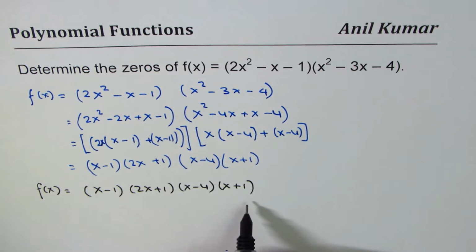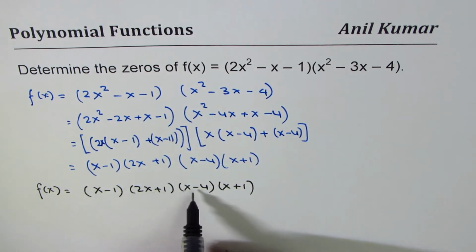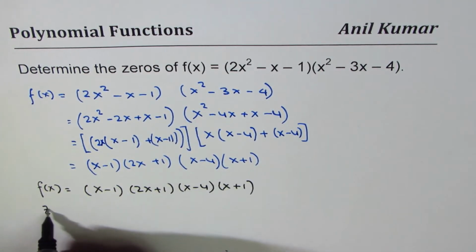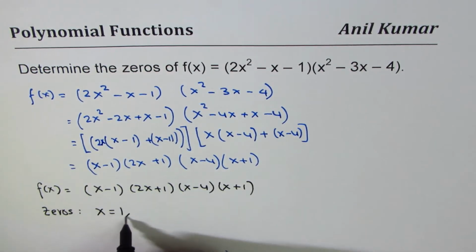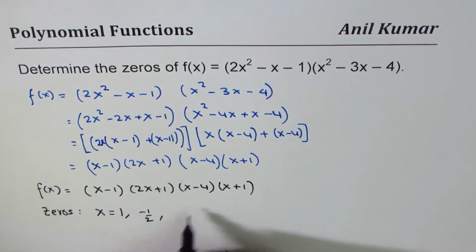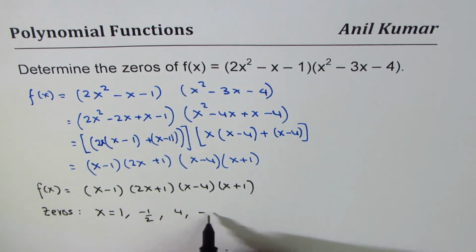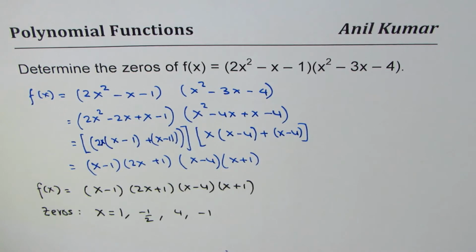Now from here we can find zeros by equating each term to 0. So we have zeros at x equals, that will give me a zero at 1, this will give me a zero at minus half, this will give me one at 4, and this will give me one at minus 1. So these are the zeros for the given function.